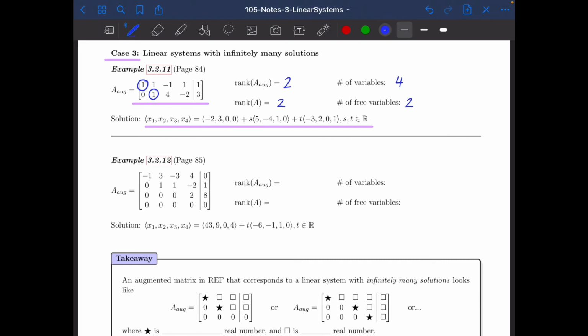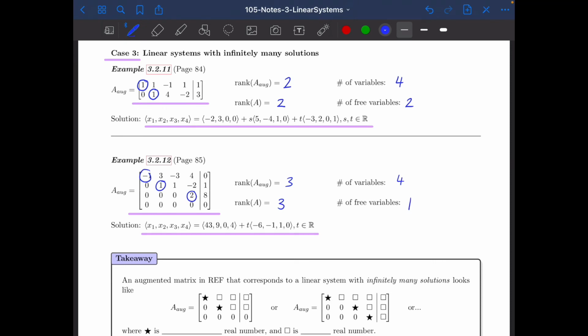In example 3.2.12, we got this augmented matrix in row echelon form, and we got this solution with 1 parameter. The rank of the augmented matrix here is 1, 2, 3, and the rank of the coefficient matrix is also 3. The number of variables was 4, and the number of free variables is 1.